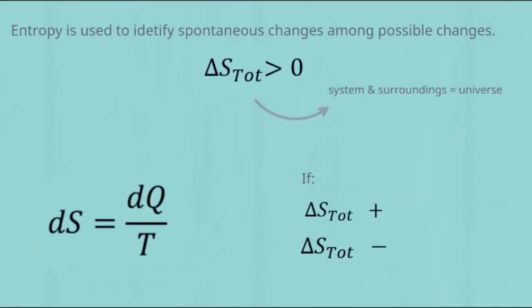Entropy, represented with the letter S, is used to identify spontaneous changes in the process. The total change of the entropy in the universe must be greater than zero. The differential of entropy equals the differential of heat over temperature. If the change in entropy of the system is positive, then the process occurs spontaneously. On the contrary, if the change in entropy of the system is negative, then the process is non-spontaneous.